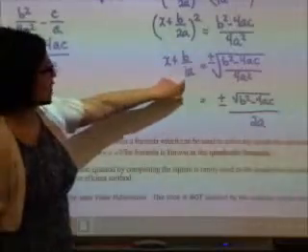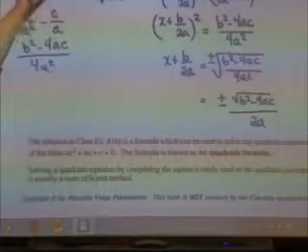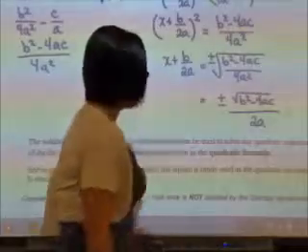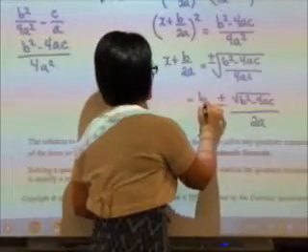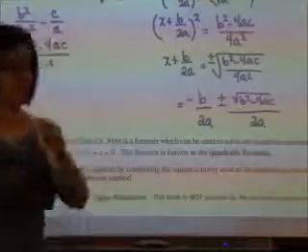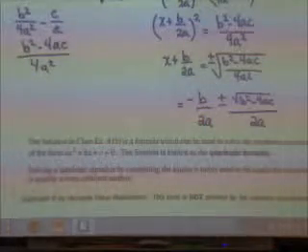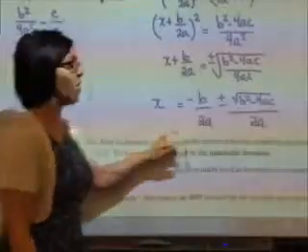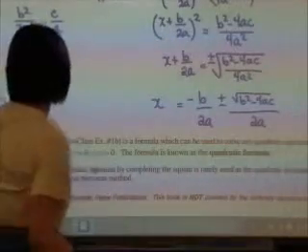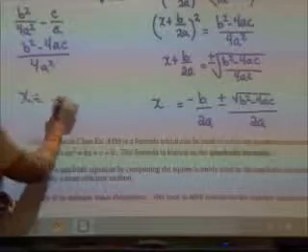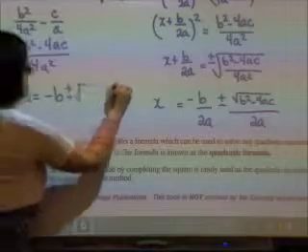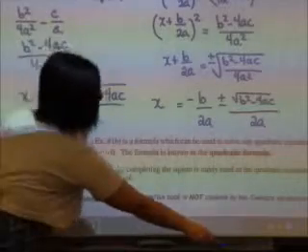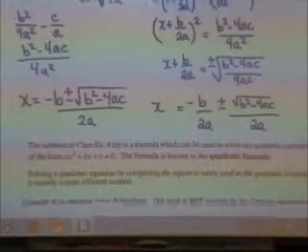And what do I do here? What did I do? I added b over 2a to each side. So instead of adding, I'm going to be subtracting. But I'm going to have a negative b over 2a, which actually works out very nicely because I have a common denominator. So now I could put this all together over one line and say that x equals negative b plus or minus the square root of b squared minus 4ac all over 2a.